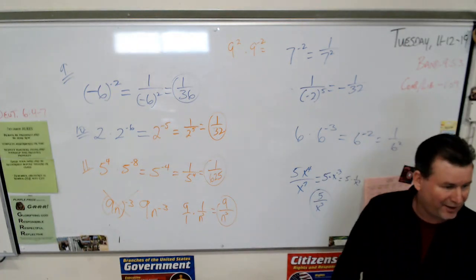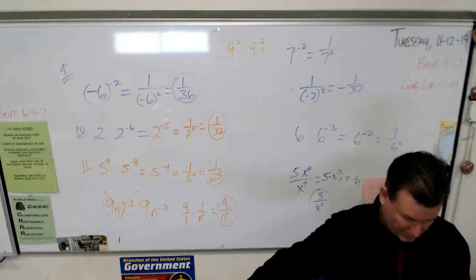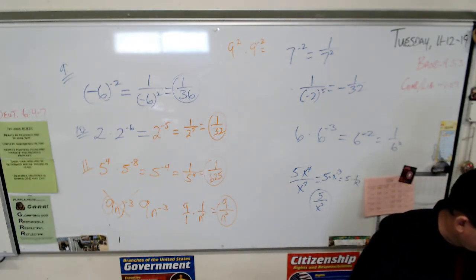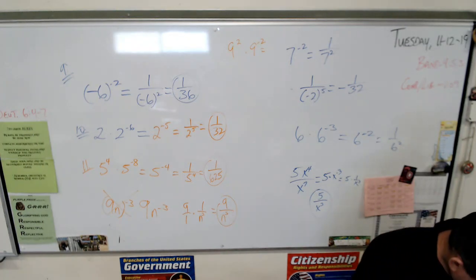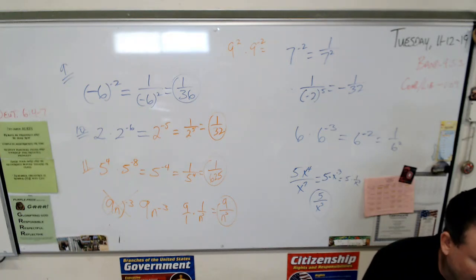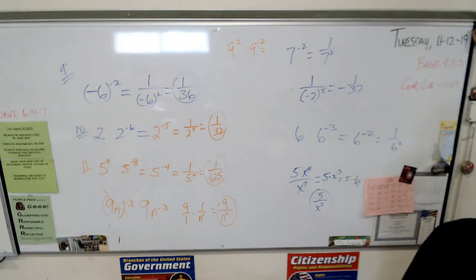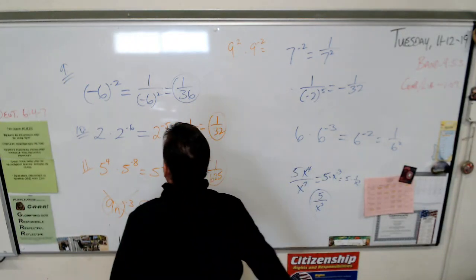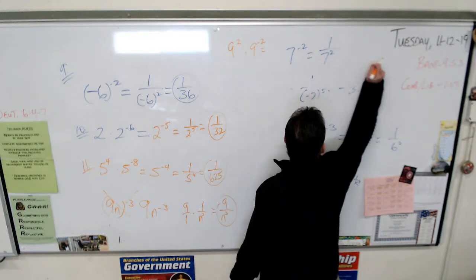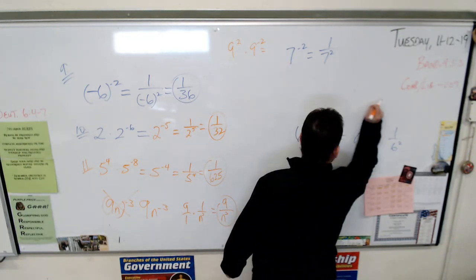Evelyn, listen up. 18, yes. Okay, let's do 18 first. Rewrite it like this if it helps you. Watch. It's 4z to the negative 2 over z to the 4th. Watch what I do. I'm going to rewrite number 18 so I'm not confused.